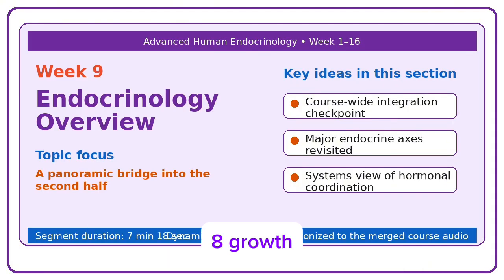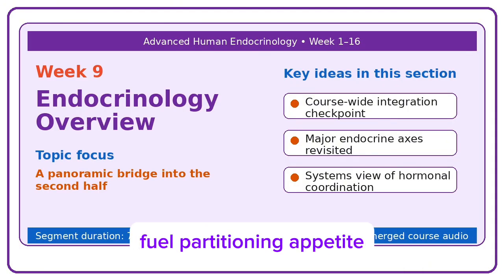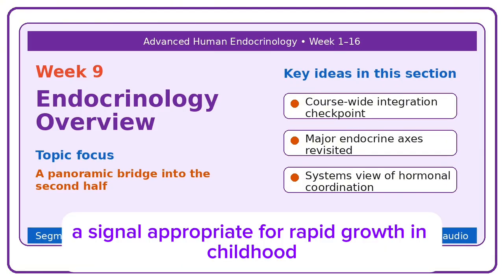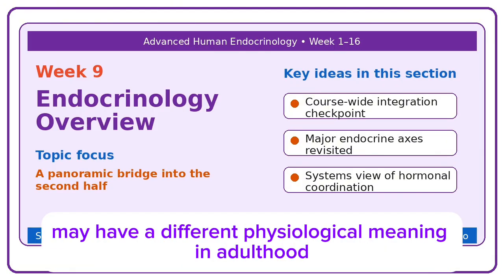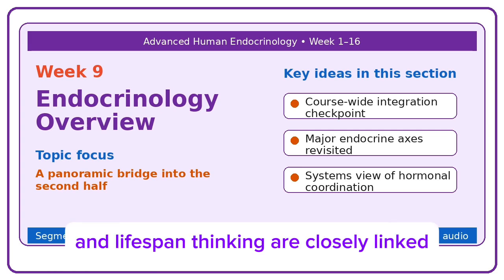8. Growth, metabolism, and lifespan integration. Hormones involved in growth, fuel partitioning, appetite, and energy expenditure are also interpreted differently across age. A signal appropriate for rapid growth in childhood may have a different physiological meaning in adulthood or aging. This is why metabolic endocrinology and lifespan thinking are closely linked.